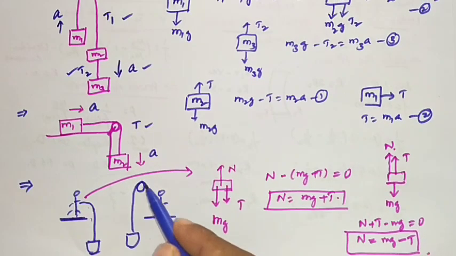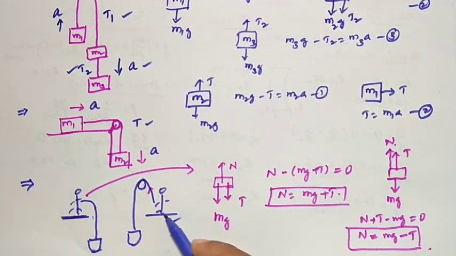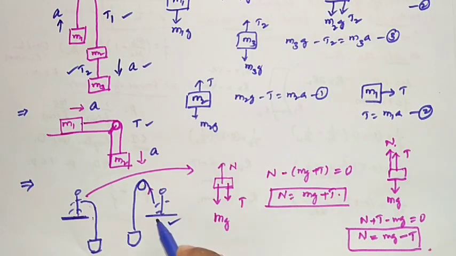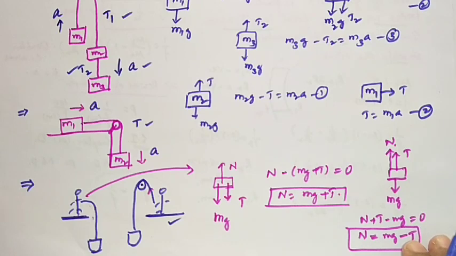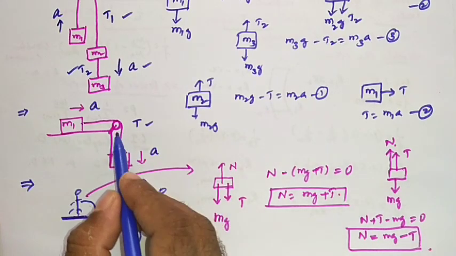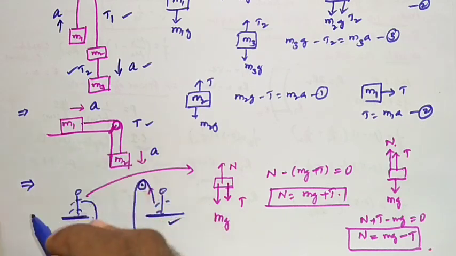This is the advantage of using a pulley, so that he can apply less force on the ground also. So the force applied by the ground on the man is N, and that is less in the case where he is using the pulley. That is the advantage of the pulley. Clear?